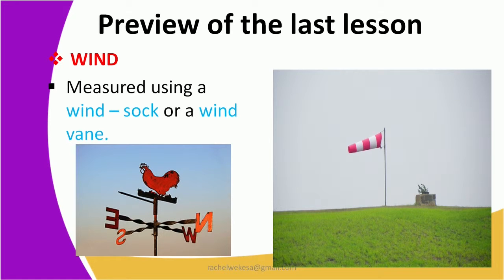Most of these two instruments are most likely to be found in an airport, where the windsock detects the strength of wind, and the wind vane shows the direction which wind is flowing through and flowing from. So these are two instruments that measure wind conditions, and they are most likely to be found in an airport.